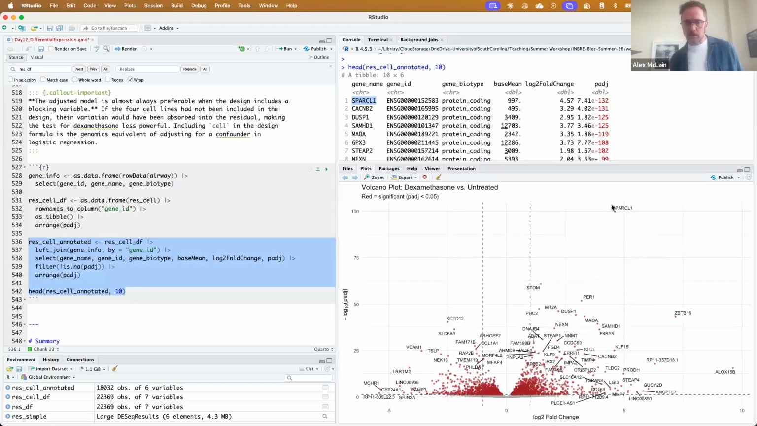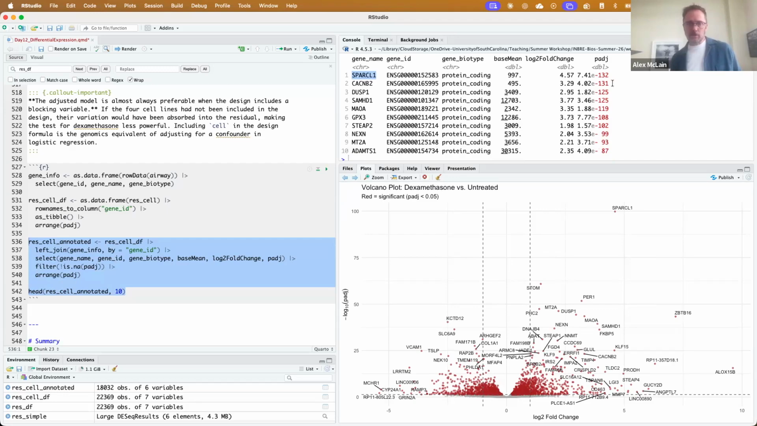So that one again pops up as the most significant. P-value is lower than it was before. So it was times 10 to the negative 100. Now we're times 10 to the negative 130. And you see some others that have joined it up there.